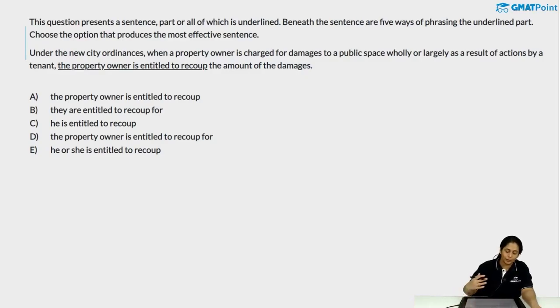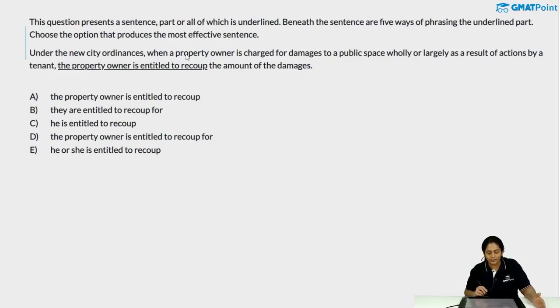So if I see the options, firstly, if I read the sentence out aloud, the first thing that I notice is that property owner is already given over here, and there is no confusion about who is entitled to recoup the amount of charges. It's not that the tenant will recoup the amount of charges, because essentially when he is charged for the damages, he is going to get the amount of damages as such.